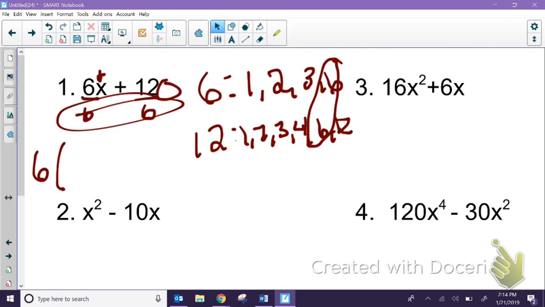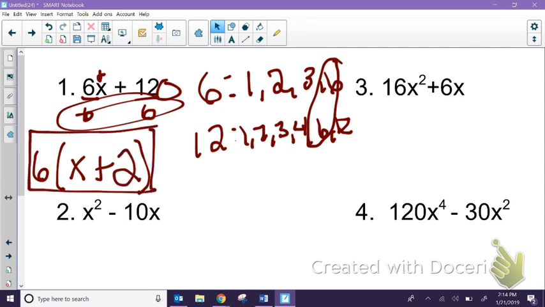What's 6 divided by 6 in this first term? That's 1. So that becomes x, and then 12 divided by 6 is 2. That is all I'm doing. That is all I want to solve. Okay? The next one, number 2, we're going down.